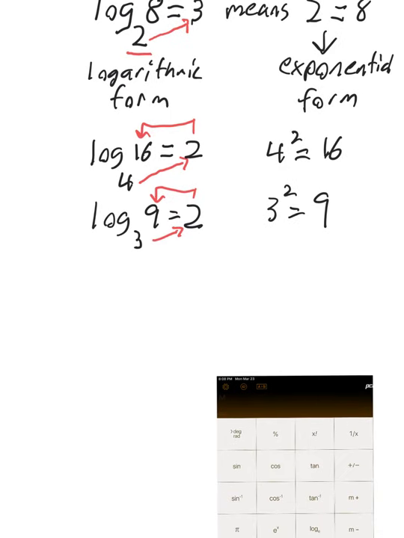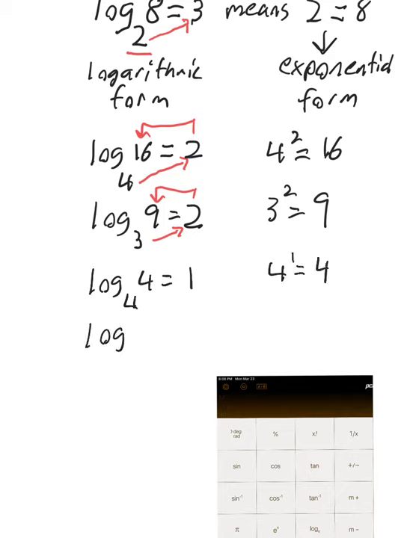Okay. How about what's log base 4 of 4? Okay. Well, any number to the first power is equal to itself. Log base 4 of 4 will be 1. Okay. 4 to the first is equal to 4.